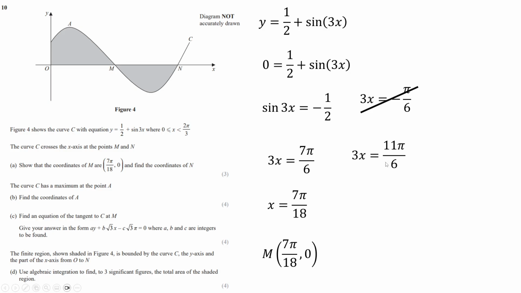Sorry, not plus 2 pi. You do 2 pi minus that. Sorry, you'll get this other solution. These two are the exact same, makes no difference. And then divide by 3 to get 11 pi over 18, and that's the other solution where x is, and y obviously is still 0.